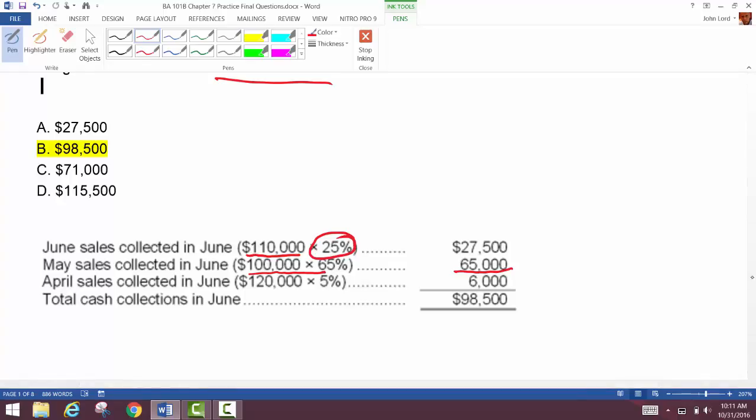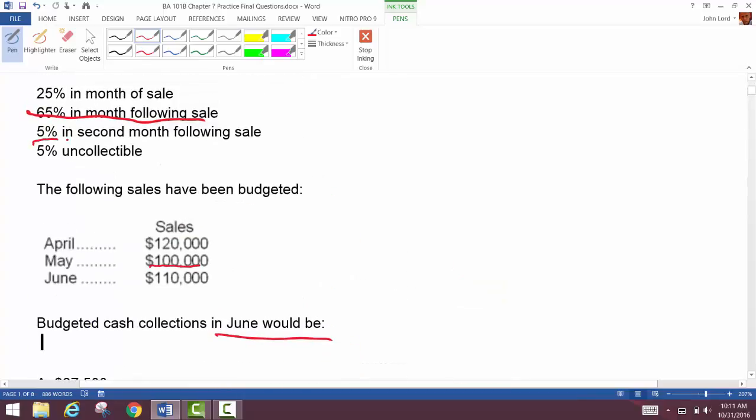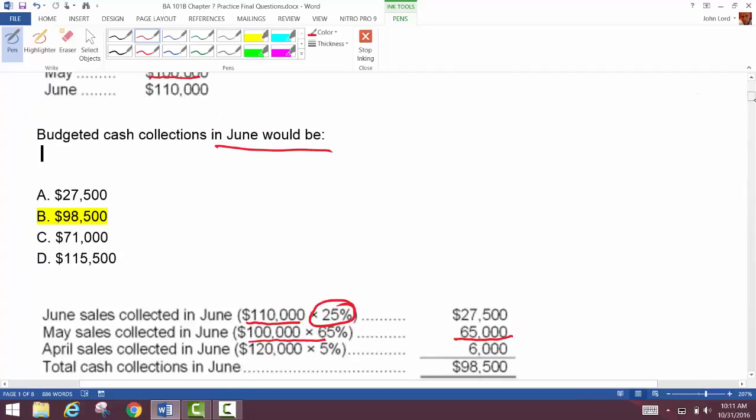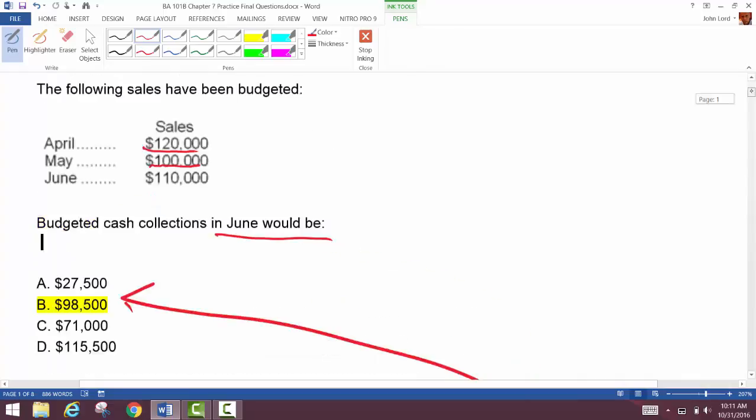And then they tell us for this last one, the April situation, that 5% in the second month following the sale. So if we have June that we're talking about, June is the second month after April, right? May, June, okay? So we go ahead and we pick up 5% of the April sales of 120,000 in June, and we go ahead and do the multiplication on that. That gives us the 6,000. Okay, so the answer is 98,500 here.